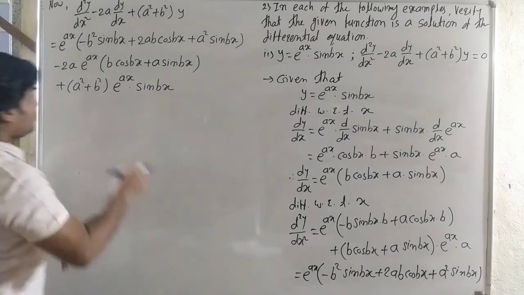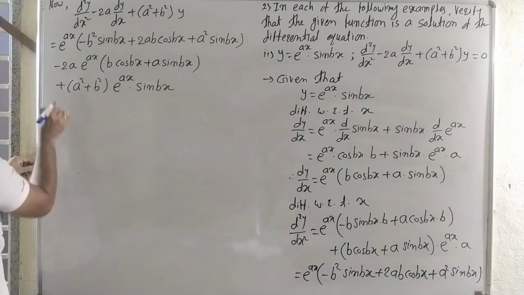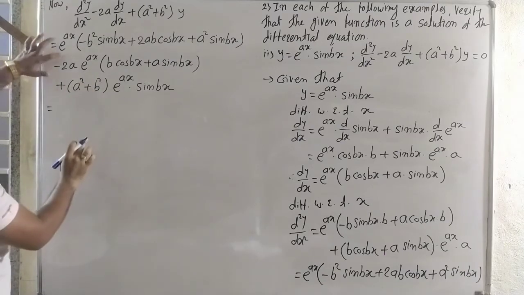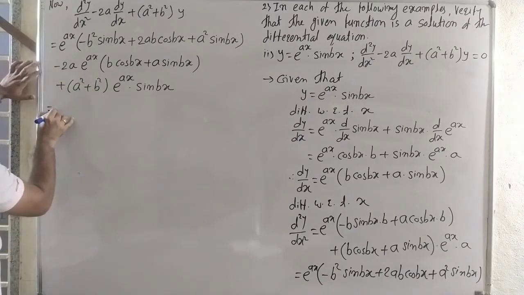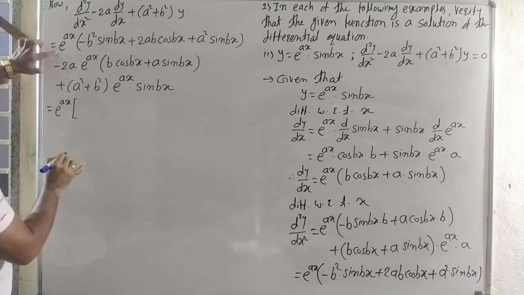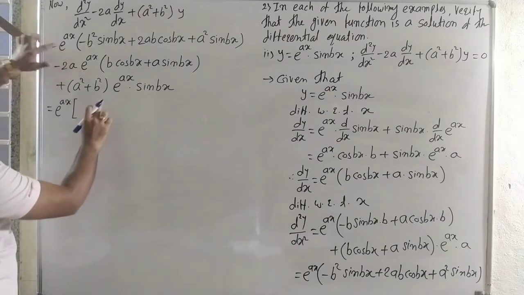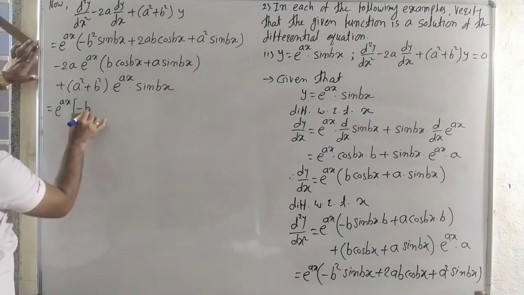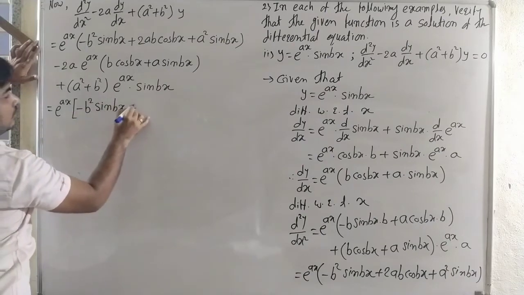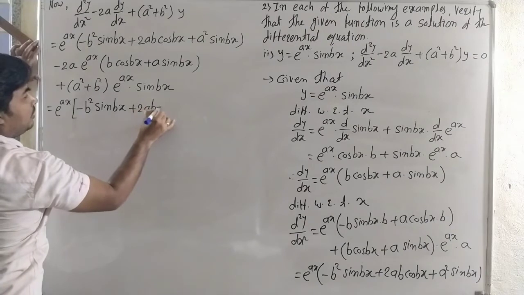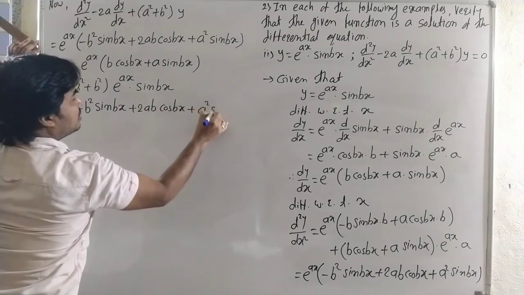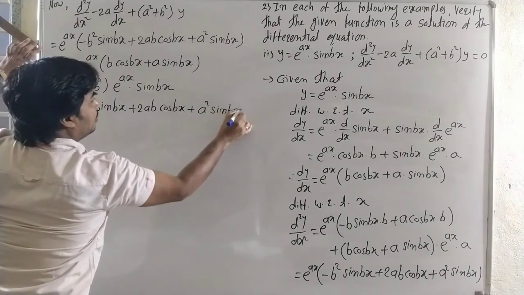Now we take the calculation. Here it is e to the power ax in all three terms. So e to the power ax take common. Now the remaining terms are minus b square sin bx plus 2ab cos bx plus a square sin bx.